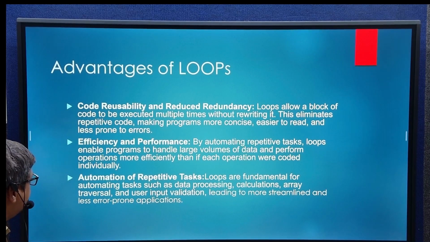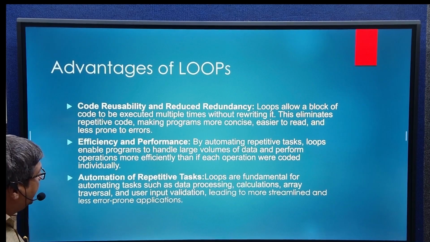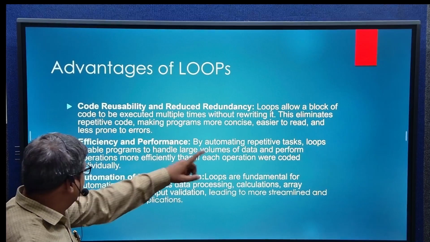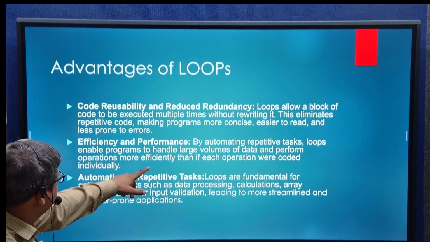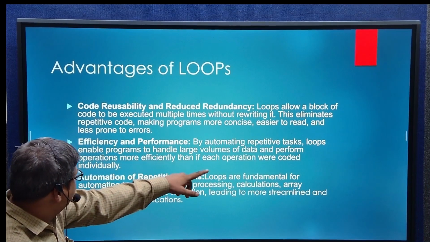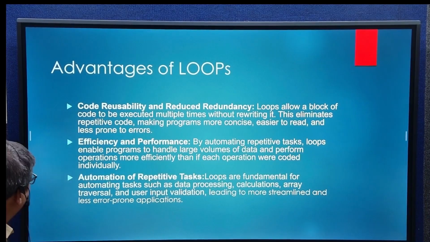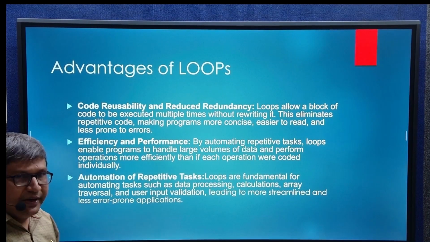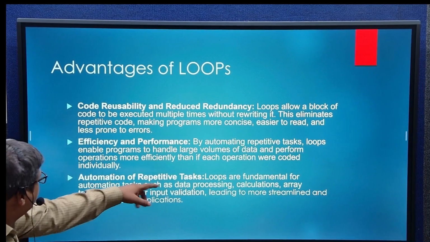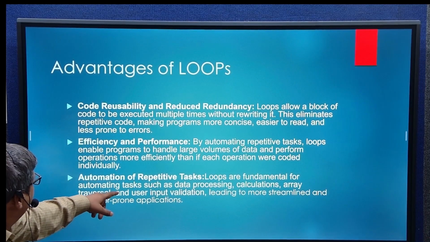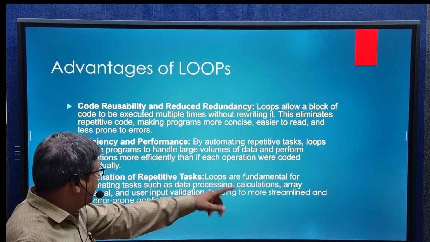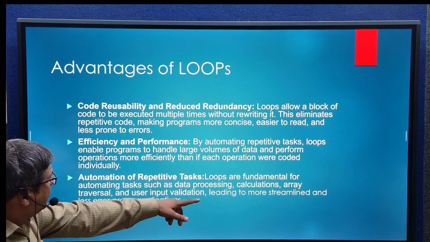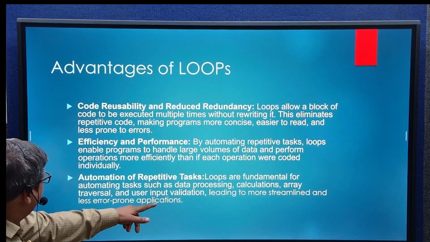Second point is efficiency and performance. By automating repetitive tasks, loops enable programs to handle large volumes of data and perform operations more efficiently than if each operation were coded individually. And third point is automation of repetitive tasks. If we want to repeat code, then we can use a loop. Loops are fundamental for automating tasks such as data processing, calculations, array traversal, and user input validation, leading to more streamlined and less error-prone applications.